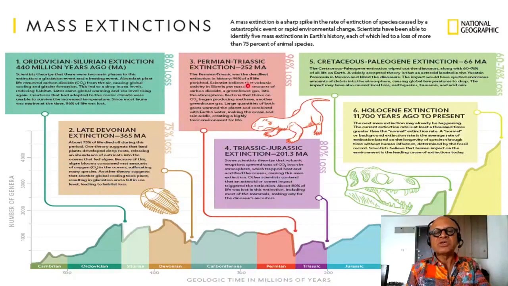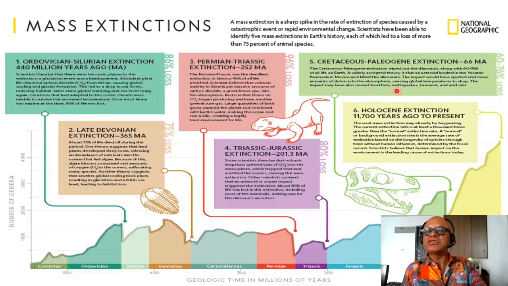Permian-Triassic extinction 252 million years ago. You can see that was a big one, 96% loss. So that's the PT extinction. The Triassic-Jurassic extinction 201.3 million years ago, 80% loss there. The fifth extinction, Cretaceous-Paleogene extinction, 66 million years ago, is the one we most talk about.